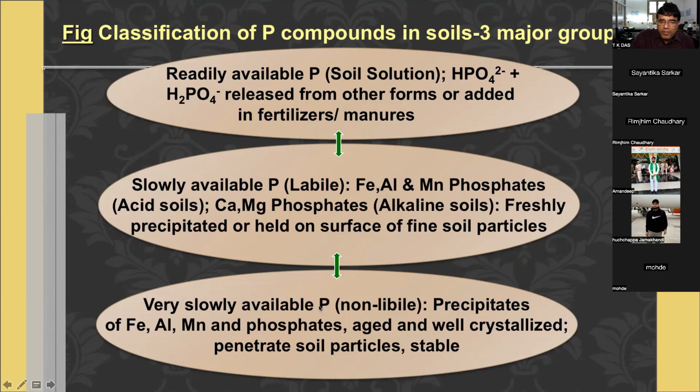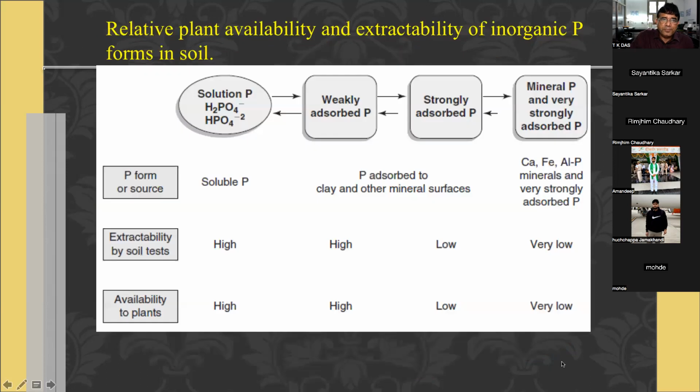Then very slowly available phosphorus, which is called non-labile: precipitates of iron, aluminum, and manganese phosphates, aged. They are old, aged, and well crystallized, penetrate soil particles, and become stable. It is your non-labile. The spelling is wrong here. It is not labile. It is labile, L-A-B-I-L-E.